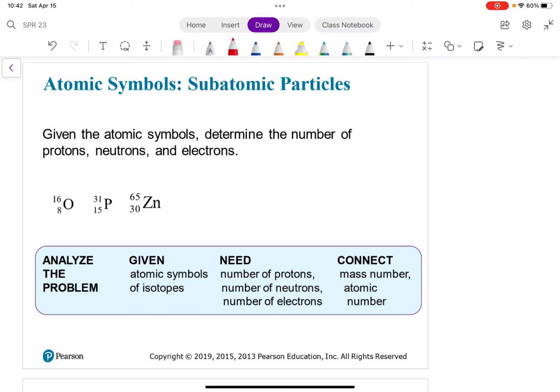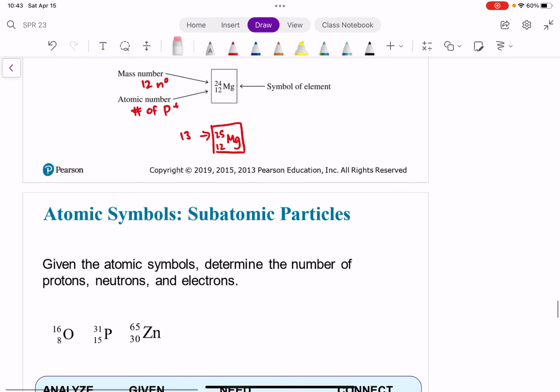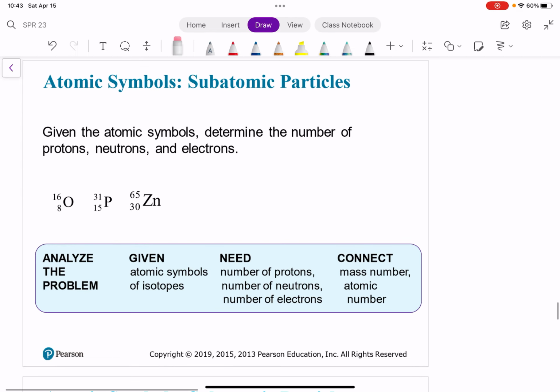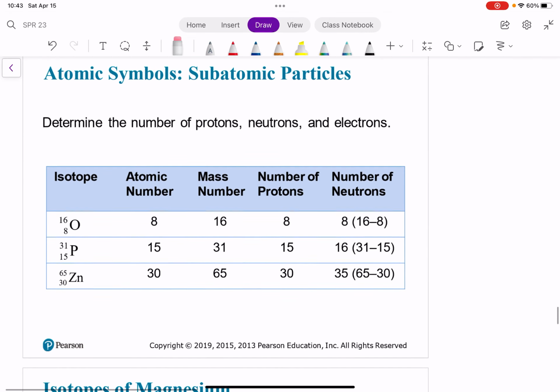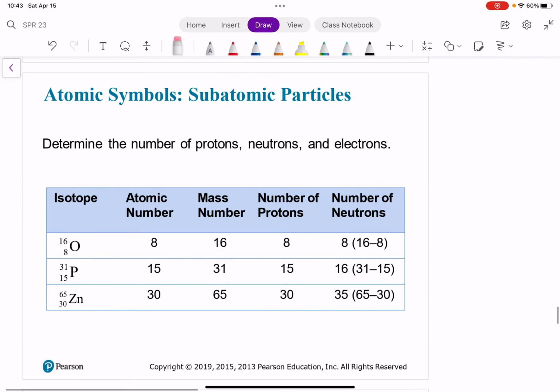Okay, so atomic symbols, subatomic particles. Given the atomic symbols, determine the number of protons, neutrons, and electrons. So we want to know, given these atomic symbols here, just like we had up here, how many protons, how many neutrons, and how many electrons do we have? Okay, pause the video, try it out. Okay, so they made a nice little chart here for us.